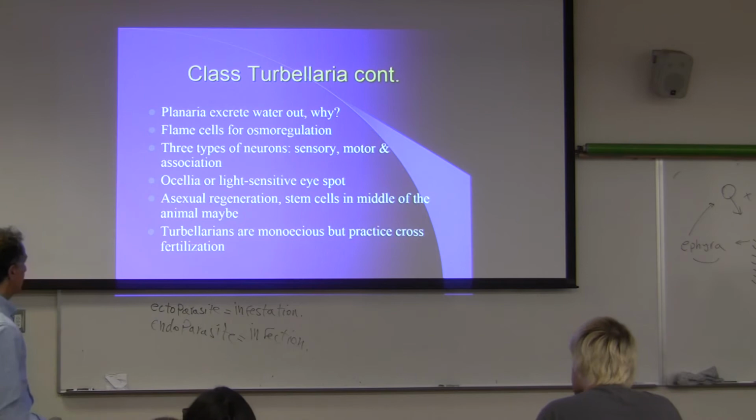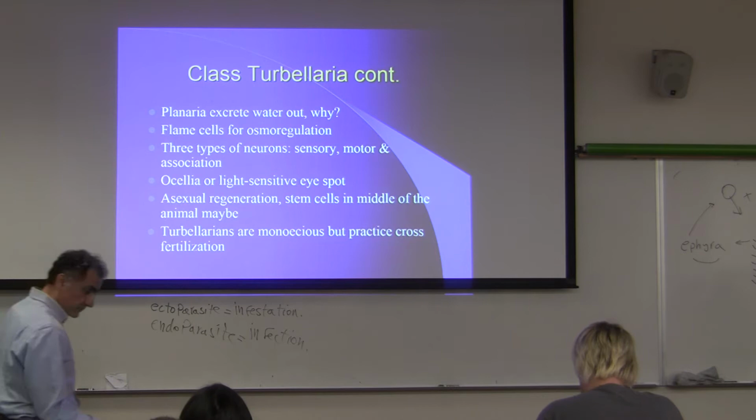Turbellarians are monoecious but practice cross-fertilization. What that means, you have another planaria here, cross.